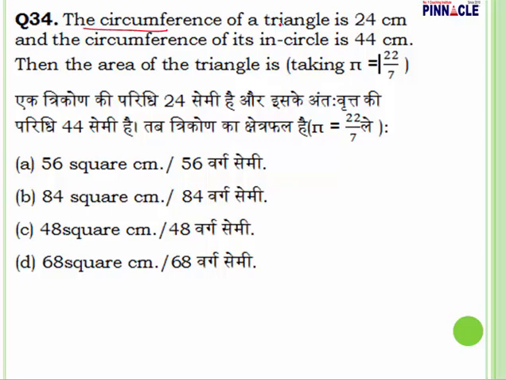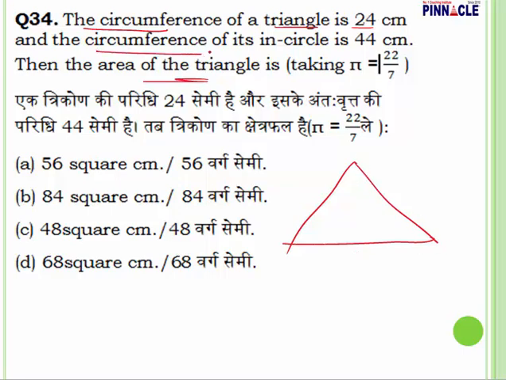The perimeter of a triangle is 24, and the circumference of its in-circle is 44. The area of the triangle would be? In fact, two questions of this variety have come in this particular question paper. This is a real question paper, and two questions on this pattern have come. So what he is saying is that the perimeter of this triangle is 24.